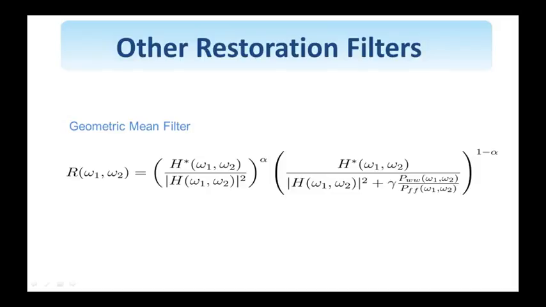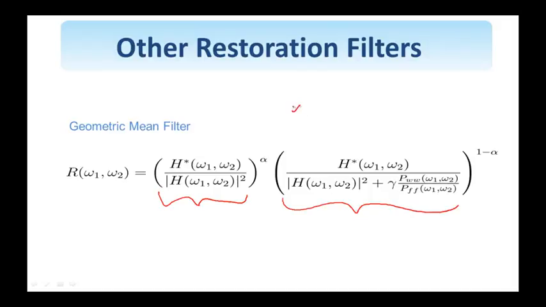Maybe motivated by the exact result we showed, according to which the Wiener restoration filter is the concatenation of a Wiener smoothing filter and an inverse filter, one can find in the literature a number of results where two restoration filters are combined in different ways. One such result is shown here. It's referred to as the geometric mean filter, and we see that it is the combination of the generalized inverse filter and the Wiener restoration filter.